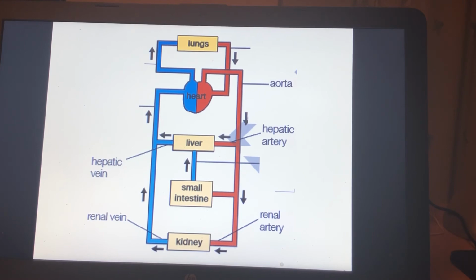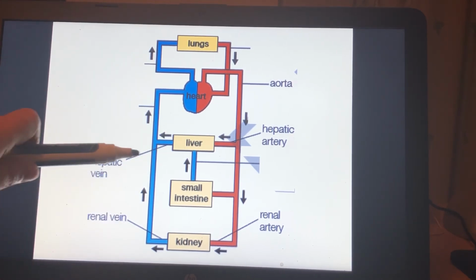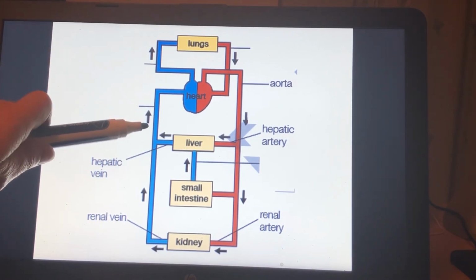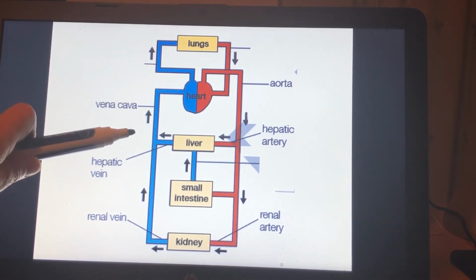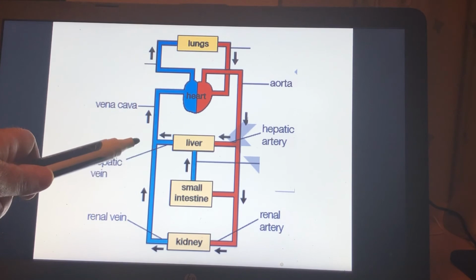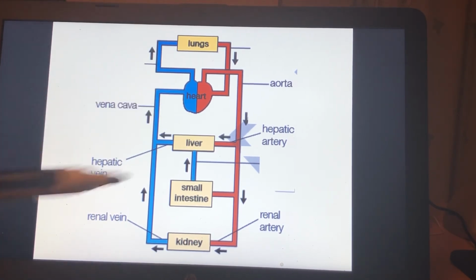There are other arteries and other veins taking blood to your arms, your legs, your brain, and so on, but you don't need to learn those, so we haven't put those in the diagram. But all of those veins from all those organs will join together to form this main vein, which is called the vena cava, which is actually Latin for great vein. And you can see why it gets the name, because that's where all the veins join together to form it and take the blood back to the heart.